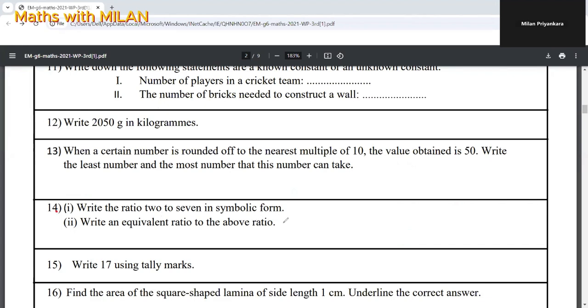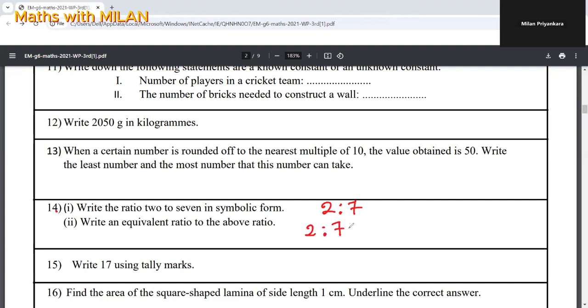14th, write the ratio 2 to 7 in symbolic form. So very simple, 2:7. This is called the ratio 2 to 7. Write an equivalent ratio to the above ratio. So you know how to get the equivalent ratios. There are two methods to get an equivalent ratio. The first one is multiplying both sides. The second one is dividing both sides. So here we will multiply, right?